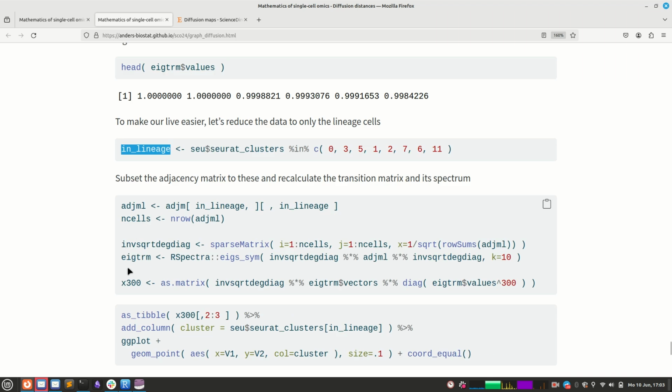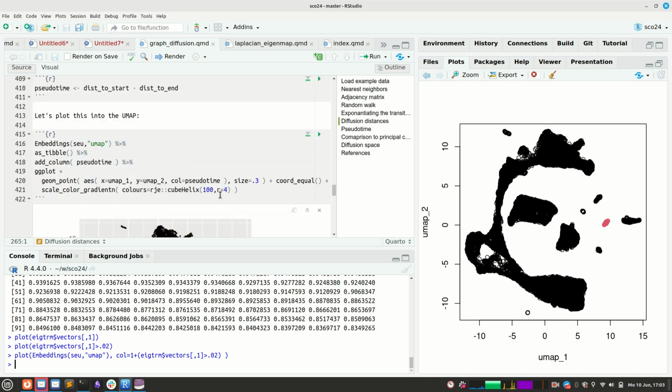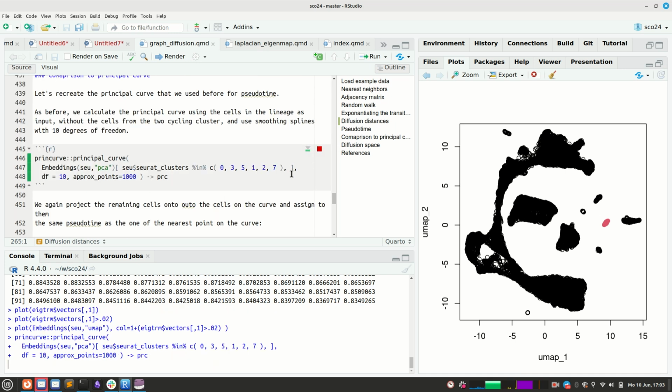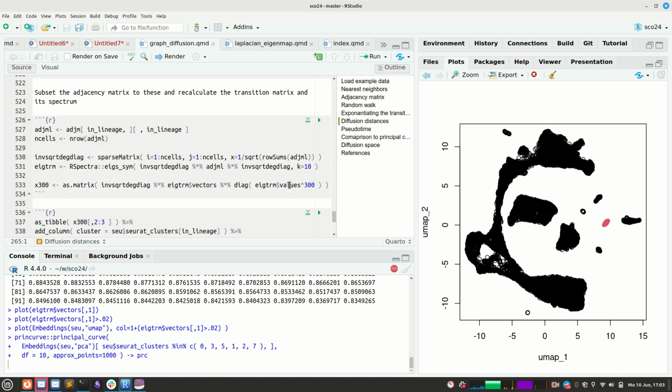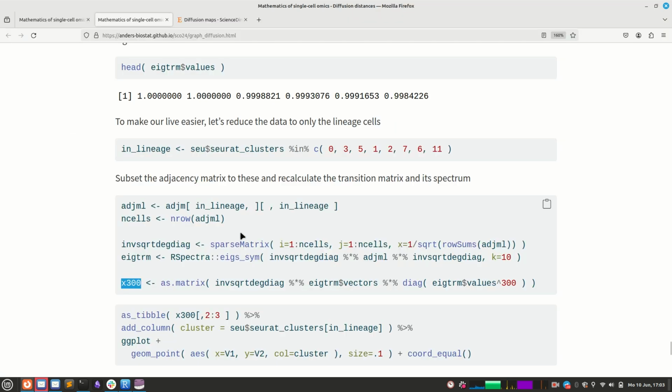I reduced my adjacency matrix to only the cells in the lineage, recalculated the eigenvectors and eigenvalues, recalculated this 300-dimensional thing, and once I've done all this, let me go down here. Diffusion space in lineage adjacency matrix. Here I've now gone down to this last 300.